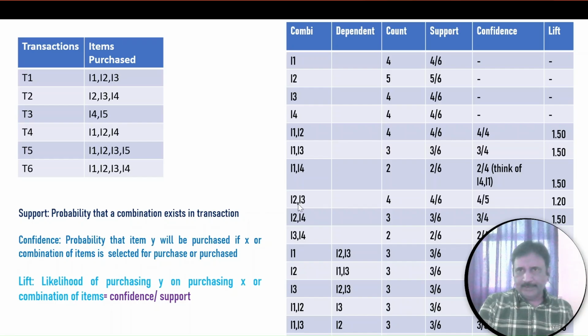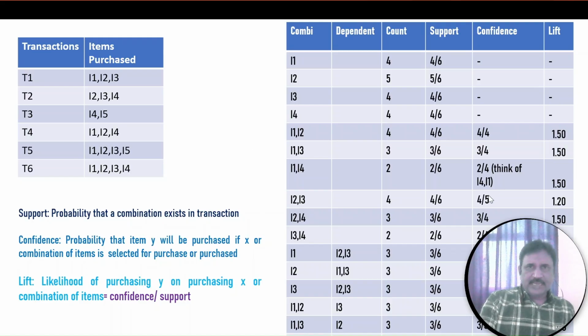I2, I3 exists 1, 2, 3, 4, 5 times. And in those 5 transactions, let us see how many times I3 exists. We are saying I2, I3: 1, 2, 3, 4. So I2, I3 is 4 by 5. Confidence is 4 by 5.